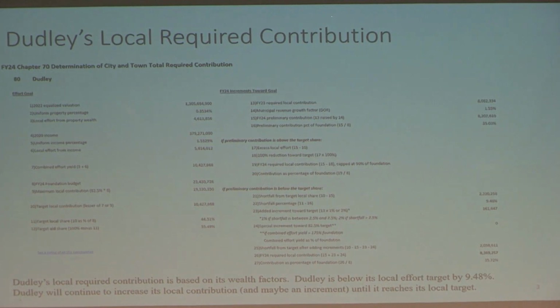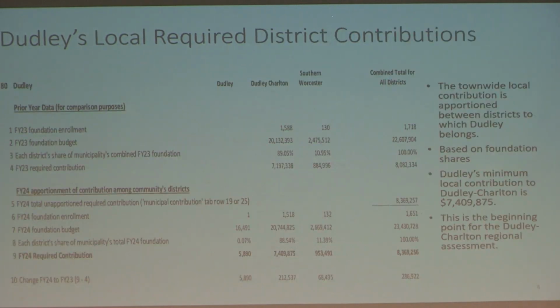So in summary, Dudley's local required contribution, as I already mentioned, is based on its wealth factors. Dudley is currently below its target by just over 9%. And the way that this calculation works every year is that Dudley will continue to increase its local contribution and maybe have an increment until it reaches its local target. Again, it's the calculation that takes place every year.